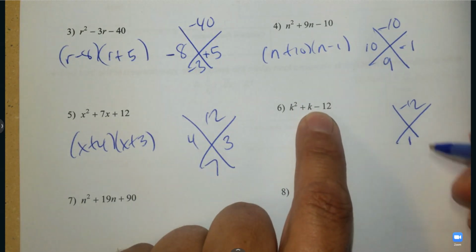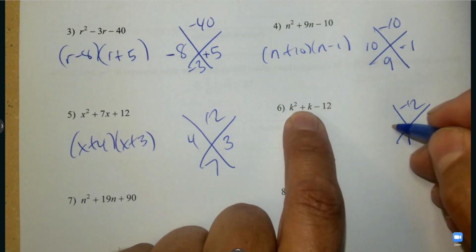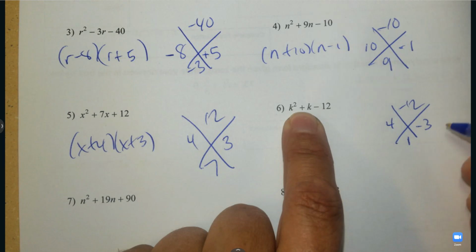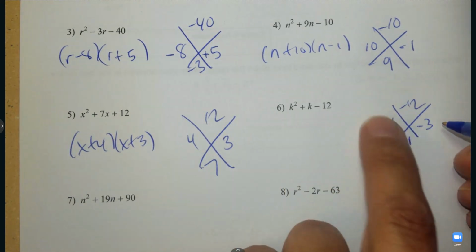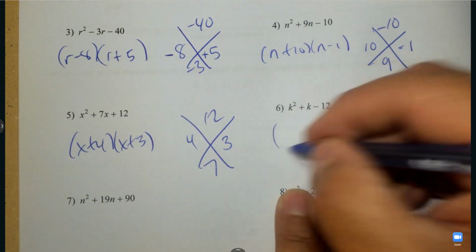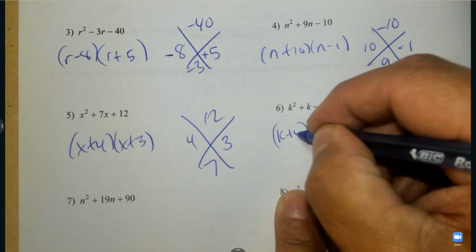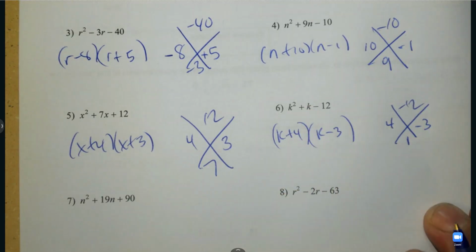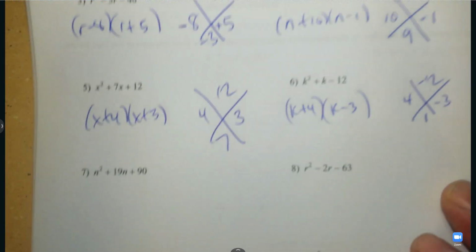Two numbers that multiply to negative 12 and add to 1. So that's 4 times negative 3, and 4 take away 3 is 1. Two parentheses. One's positive 4, one's negative 3.